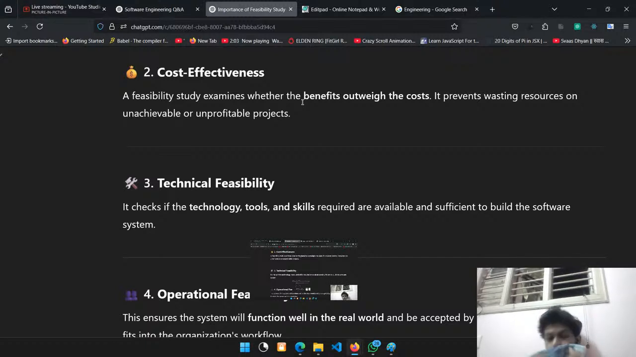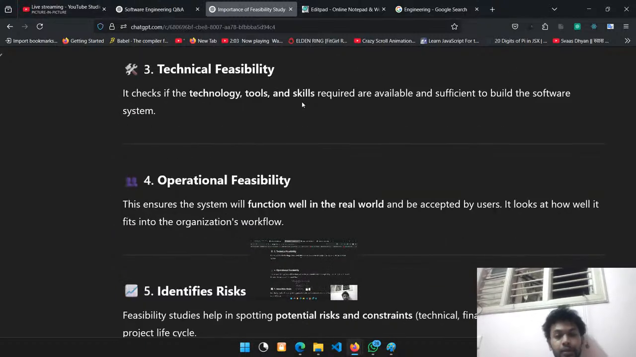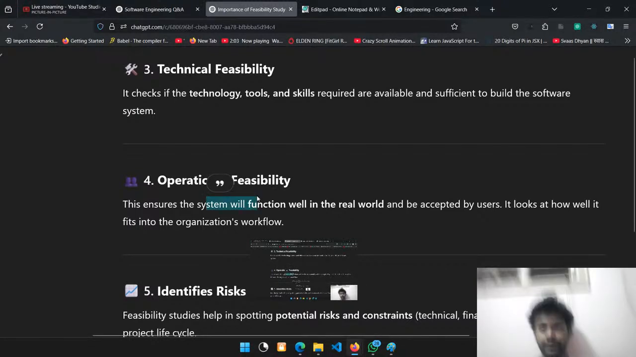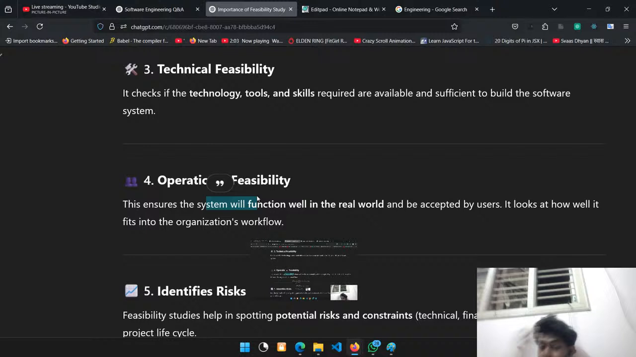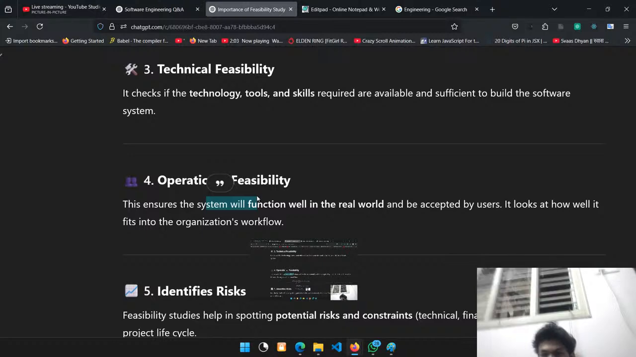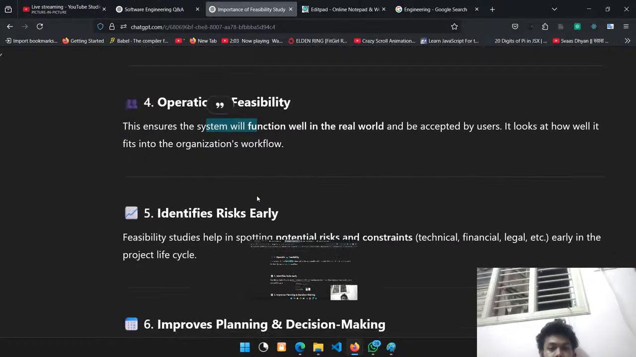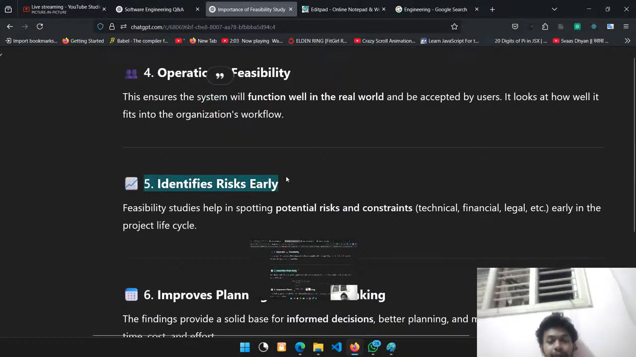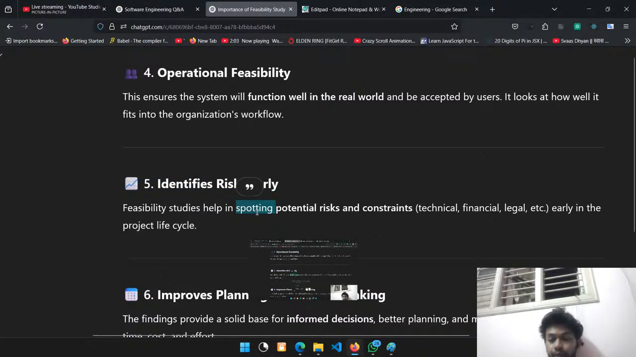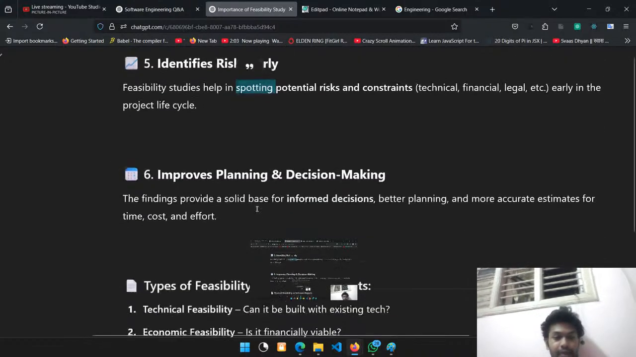Technical feasibility checks whether the technological tools and skills required are available and at a sufficient level for the software system. Operational feasibility ensures the system will function well in the real world and be accepted by the user, like user flexibility. It looks at how well it fits the organizational workflow. Identify risks early. A feasibility study helps spot potential risks and constraints early in the project life cycle.